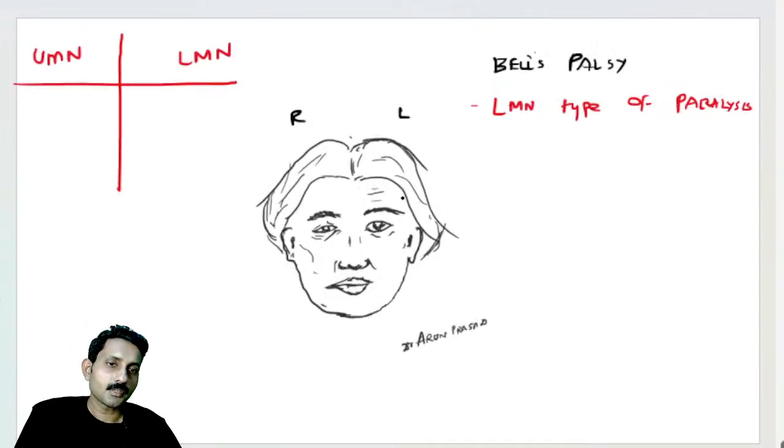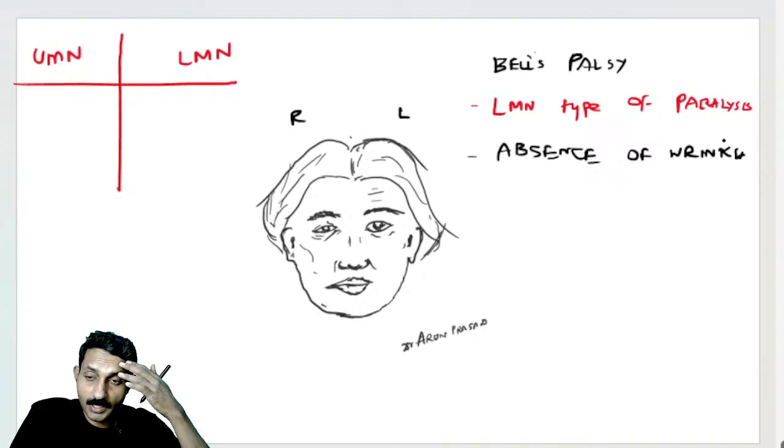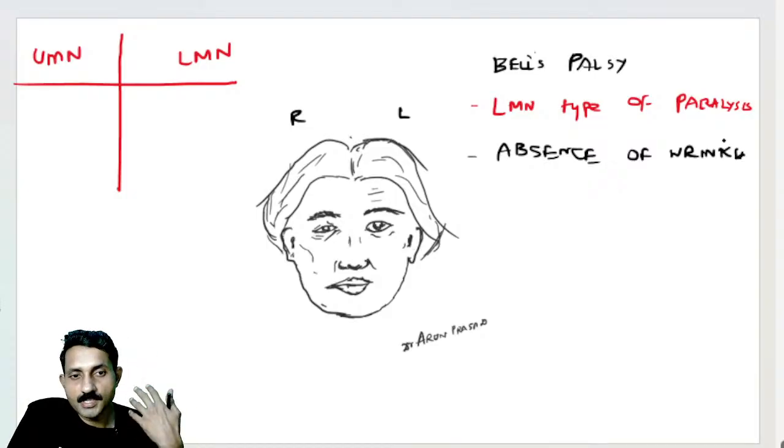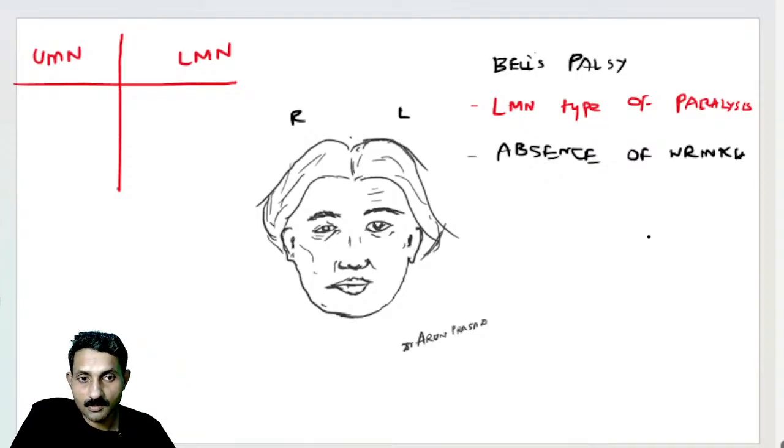Now, what are the features of Bell's palsy? There is absence of wrinkling of the forehead. Why? Because we have a muscle here called occipitofrontalis, the frontal belly of occipitofrontalis. I told you first itself that the facial nerve supplies all the muscles of facial expression. So if my right side is paralyzed, I will not have wrinkling on my right side. So that is the absence of wrinkling.